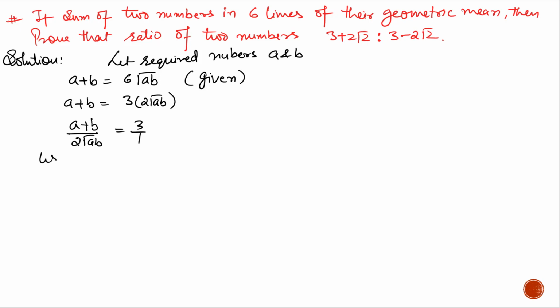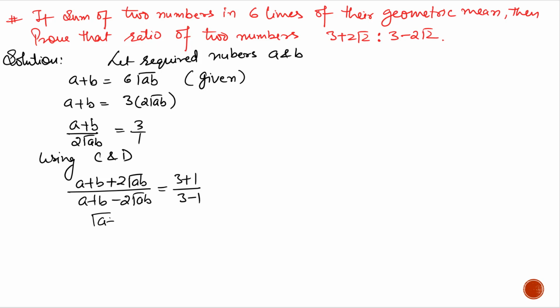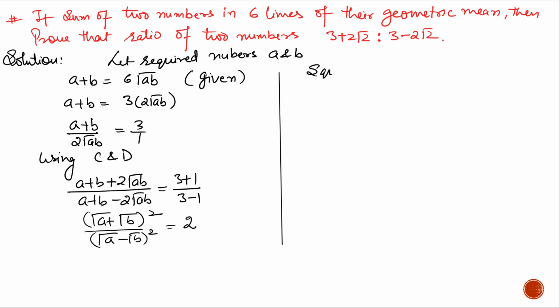If we use componendo and dividendo on both sides, we will get (a plus b plus 2 root ab) divided by (a plus b minus 2 root ab) equals (3 plus 1) divided by (3 minus 1), and it equals (root a plus root b) whole square divided by (root a minus root b) whole square equals 2. When we take the square root on both sides, we will get (root a plus root b) divided by (root a minus root b) equals root 2.